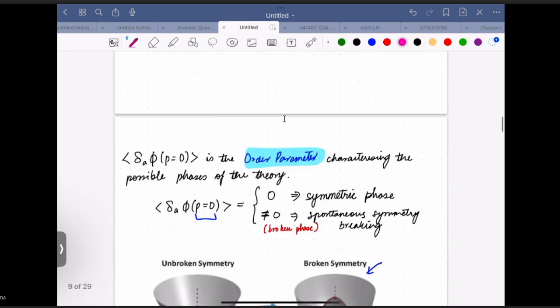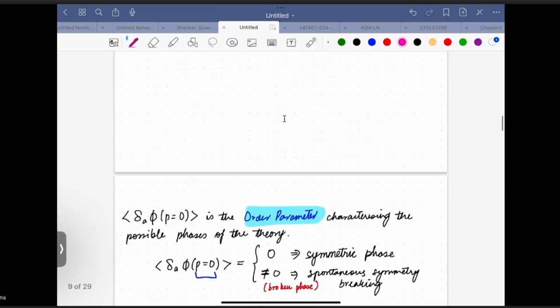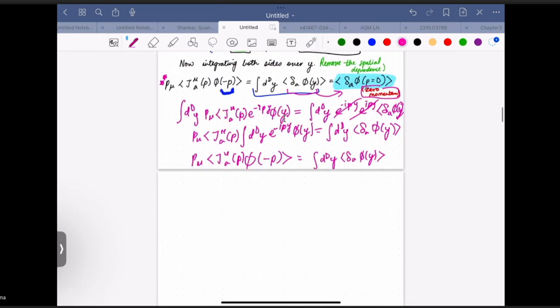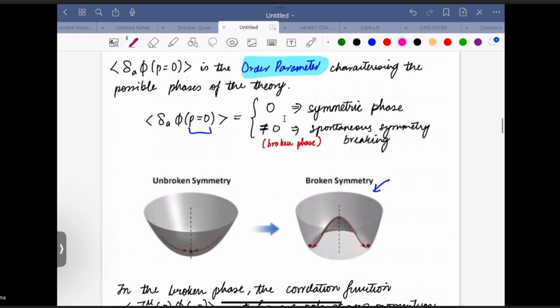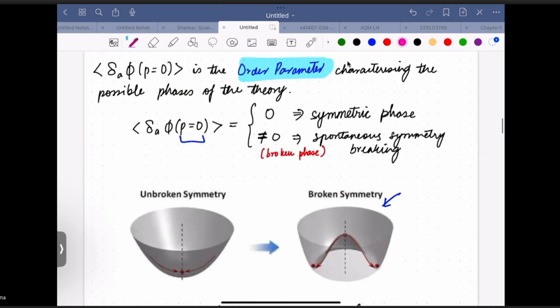Now moving on, this term over here, the stuff highlighted in blue, is really important because this is called the order parameter, which characterizes all the phases of the theory. And if the order parameter is equal to 0, then you have a symmetric phase, and if it's non-zero, then you have spontaneous symmetry breaking, so that's a broken phase.